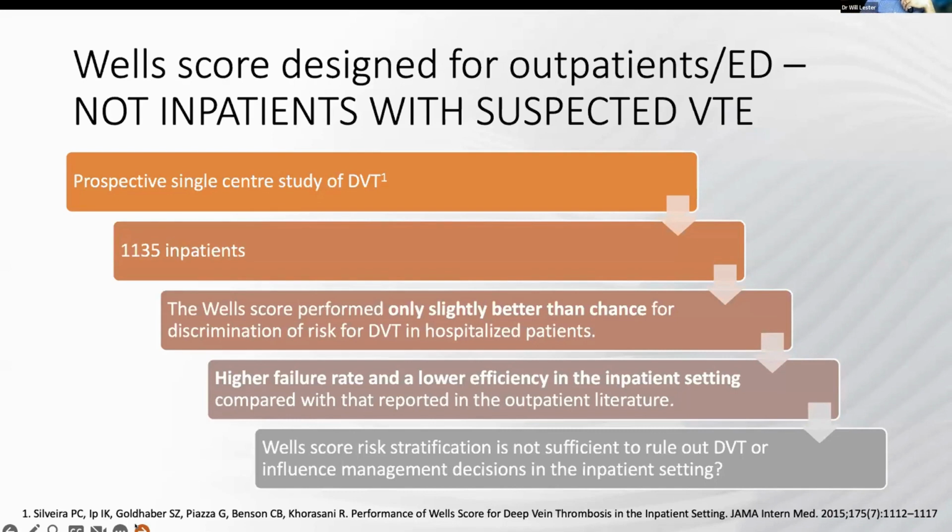And the Wells score performed only slightly better than chance for discrimination of DVT in hospitalized patients, and had a higher failure rate and a lower efficiency in the inpatient setting than it does in the outpatient setting where it's designed. So there is an argument that it's not really fit for purpose for inpatients, and therefore we're going to have to use our clinical acumen, which we already know is terrible, but it doesn't seem as if the Wells score really adds much to that. And the problem is a lot of inpatients are sick and their D-dimers are up anyway. So I just think bear that in mind. Inpatients, it's not quite so straightforward.